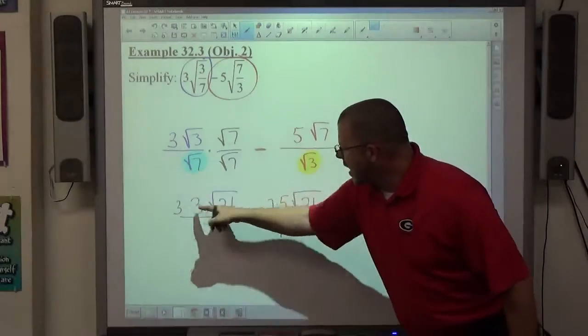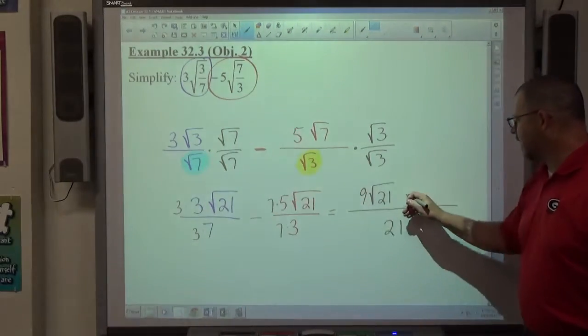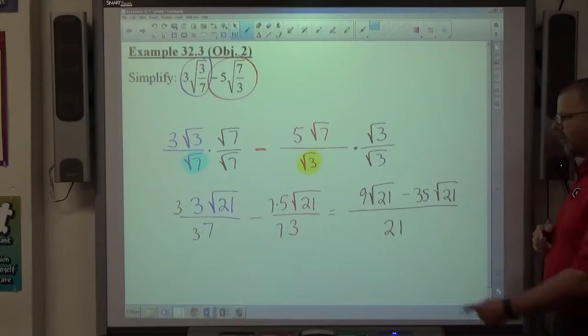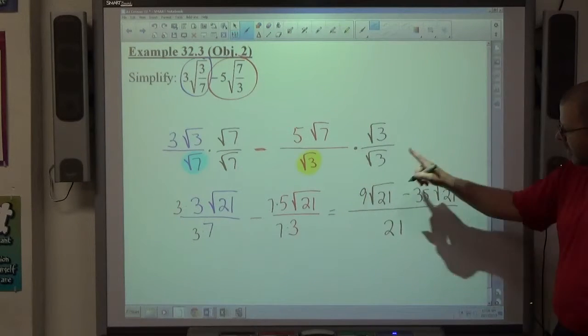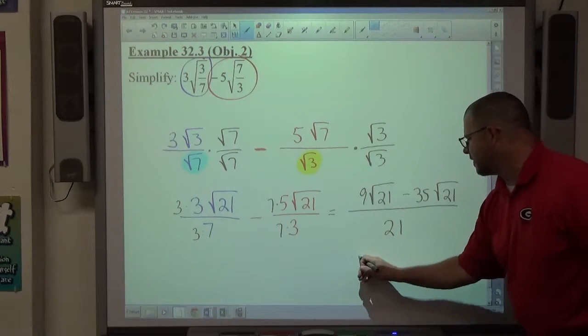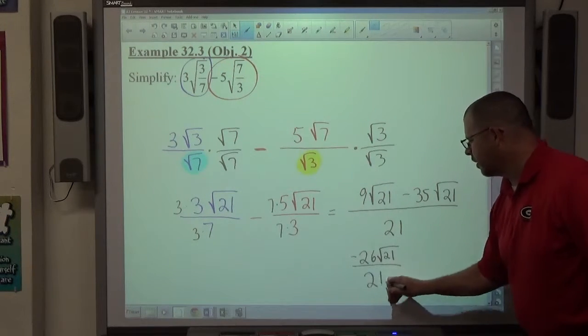So the blue one becomes 9 times the square root of 21. The red one becomes minus 35 times the square root of 21. And then once you get both of them on top, both with the square root of 21 being subtracted, we subtract the whole numbers. So 9 minus 35 is negative 26 times the square root of 21 over 21.